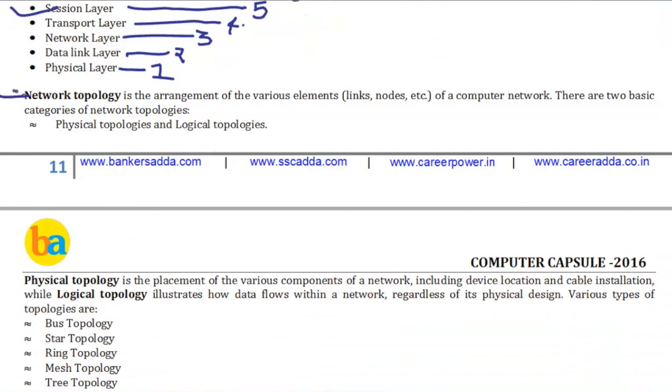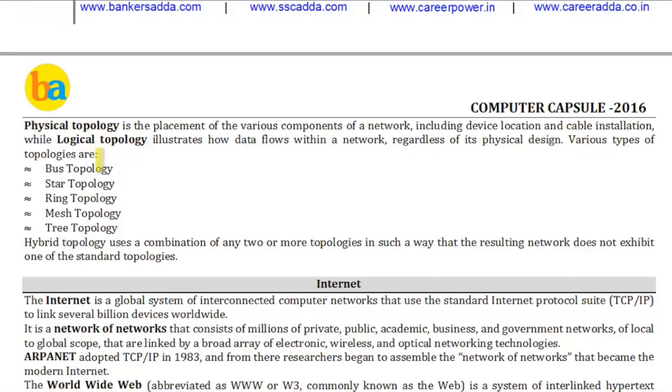Then we have network topologies. Network topology is arrangement of various elements like nodes and links in computer network. Network topology is categorized as physical and logical. And some types of topology are bus, star, ring, mesh, tree. If there is a question in examination that is bus topology a correct form of topology, then the answer is yes, it is a topology.